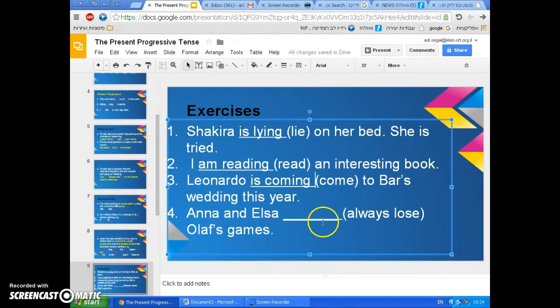Anna and Elsa means they are always losing Olaf's games. Again, losing ends with an E, so we omit the E and we add ing. And as we saw in the example, always is a time expression. So time expressions come between the verb be and the main verb lose. Okay, are always losing.